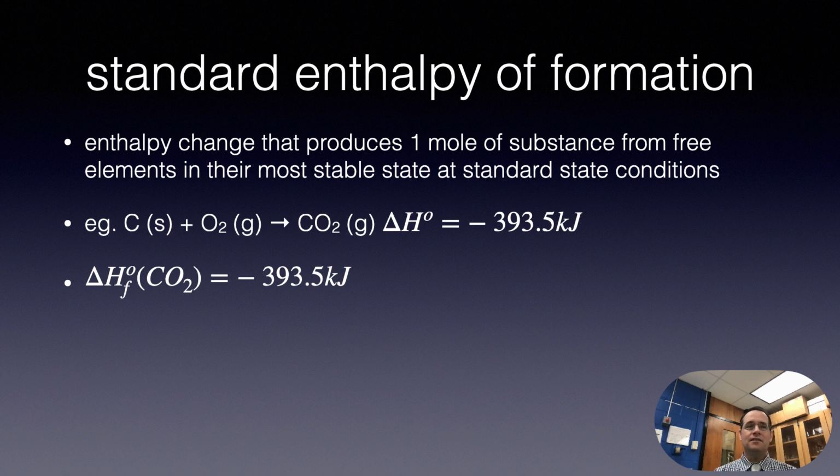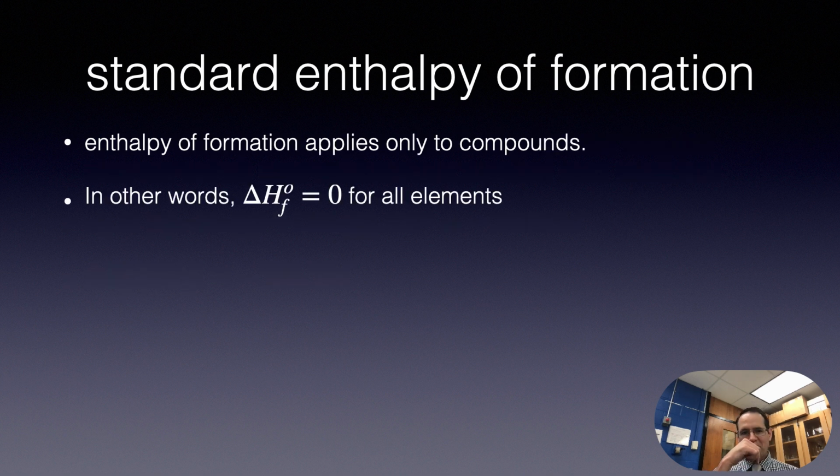And scientists have done all of these experiments, all of these calculations, and then they've used Hess's law to calculate all the other ones that it would be impossible to calculate for, okay? So the enthalpy of formation does not apply to elements. It only applies to compounds, that you're forming a compound from elements. If we have an element, it's already an element, there's no reaction to create it, okay?